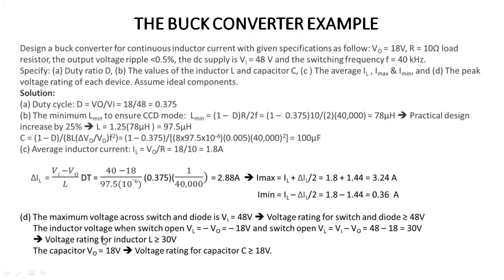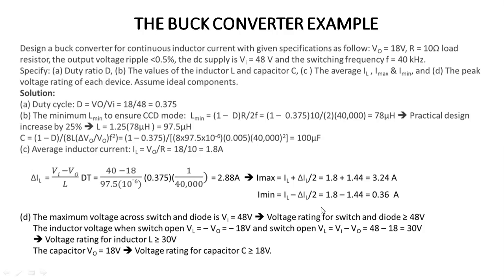They are saying the voltage rating for the inductor will be greater than 30 volt. So here we are having the output voltage. So we can say the voltage rating for the capacitor will be greater than that output voltage, that is nothing but the 18 volt. So here we can derive the maximum voltage level.